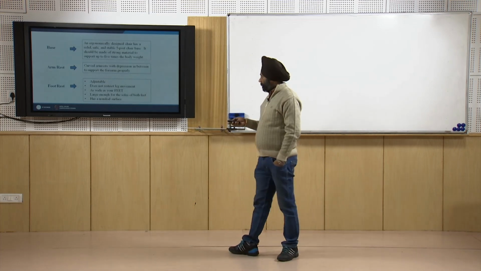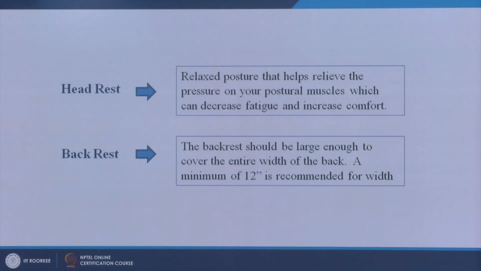Similarly, headrest: it should ensure a relaxed posture that helps relieve the pressure on your postural muscles, which can decrease fatigue and increase comfort. So the overall objective is to increase the comfort of the worker and to reduce the fatigue. Similarly, backrest: the backrest should be large enough to cover the entire width of the back. A minimum of 12 inches is recommended for width.